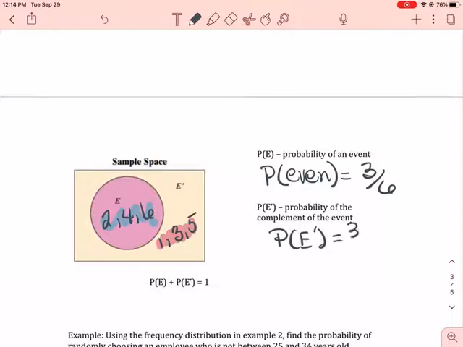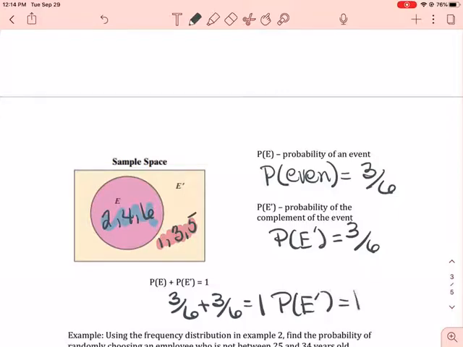So the probability of E complement, or E prime, is also 3 out of 6, just because I chose that. Together, if I put the event with the complement, I should always get 1 when I add them together. So 3/6 plus 3/6 is 6/6, or 1. So the complement is everybody not in the event. Okay, so could we say that the probability of the complement, or prime, is 1 minus the event?